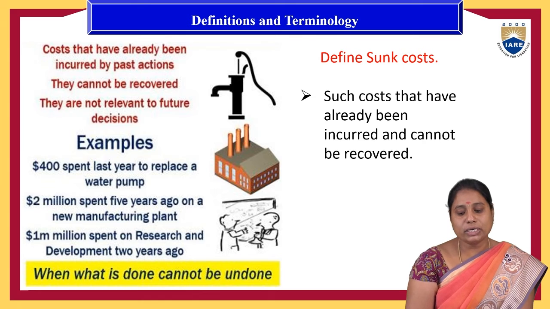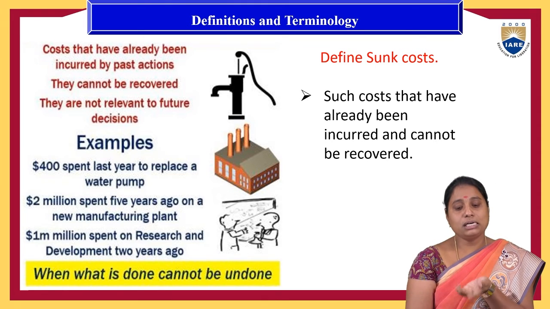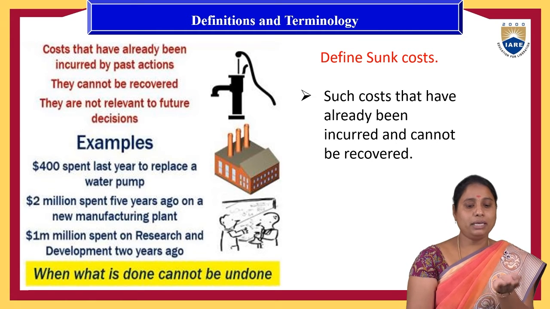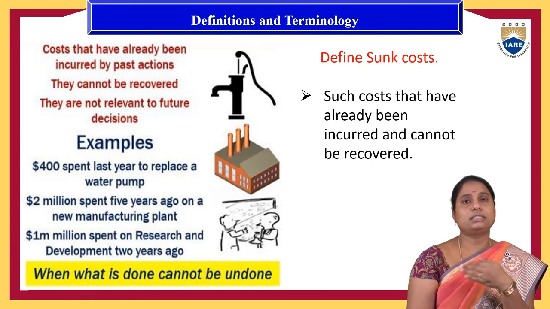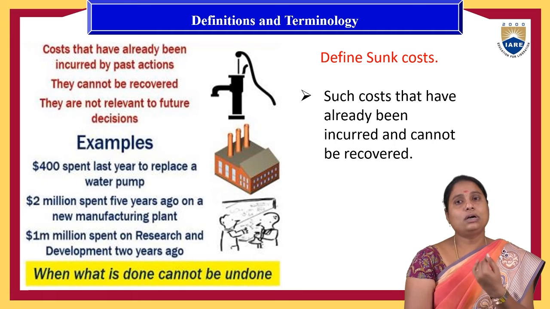Whatever has been done cannot be undone, which means they can't get that back, they can't recover it. If they want to resell that water pump, they may not get the $400, they may get only $200. The remaining $200 is not at all recovered. That lost amount is called the sunk cost.